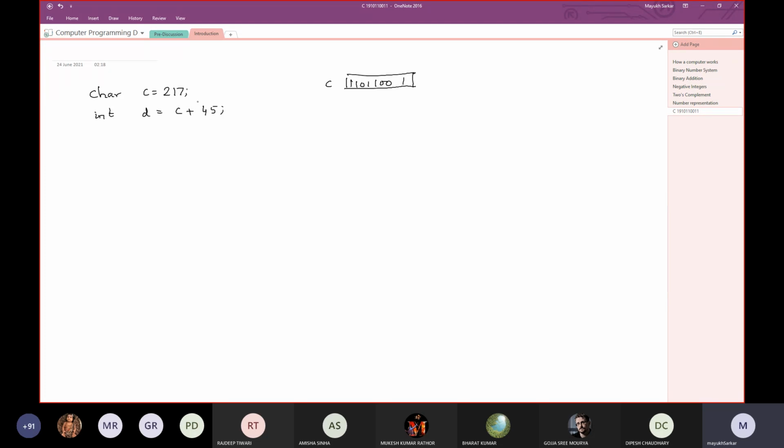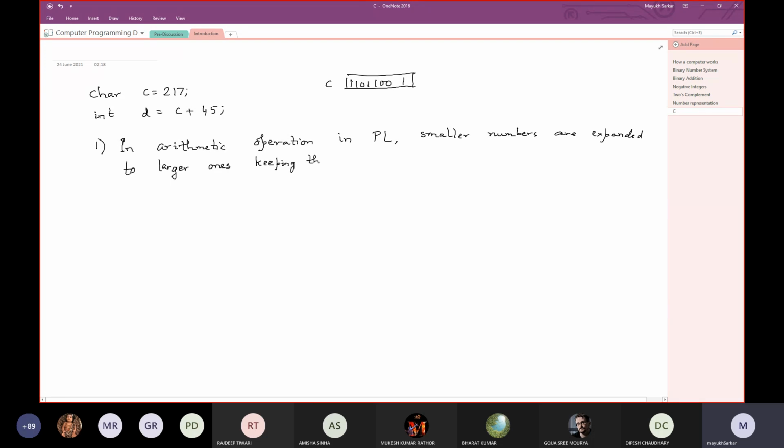When we perform this addition, remember, I'll demonstrate it again in detail later, in any arithmetic operation in some programming languages, smaller numbers are expanded to larger ones, keeping the sign bit intact. Let me tell you what this means.